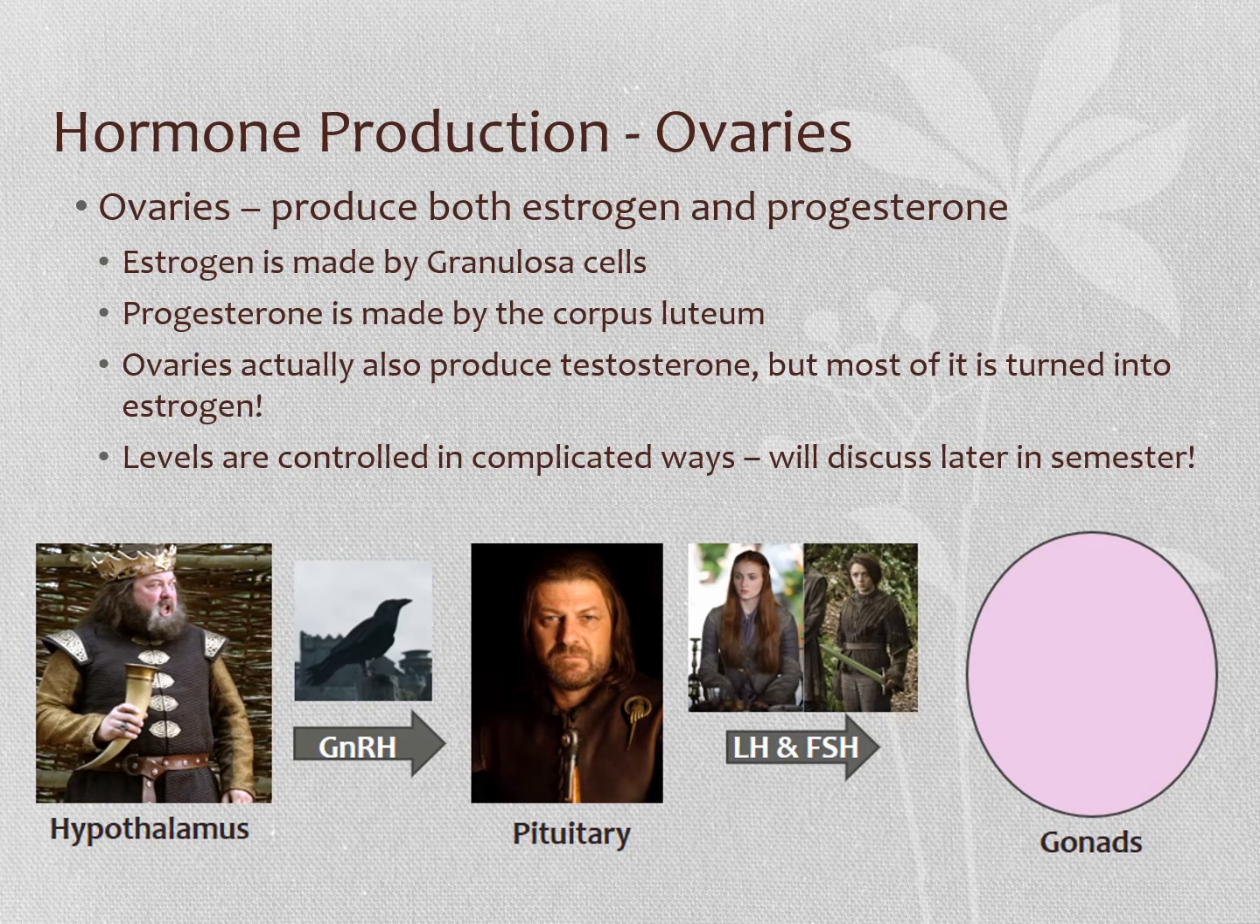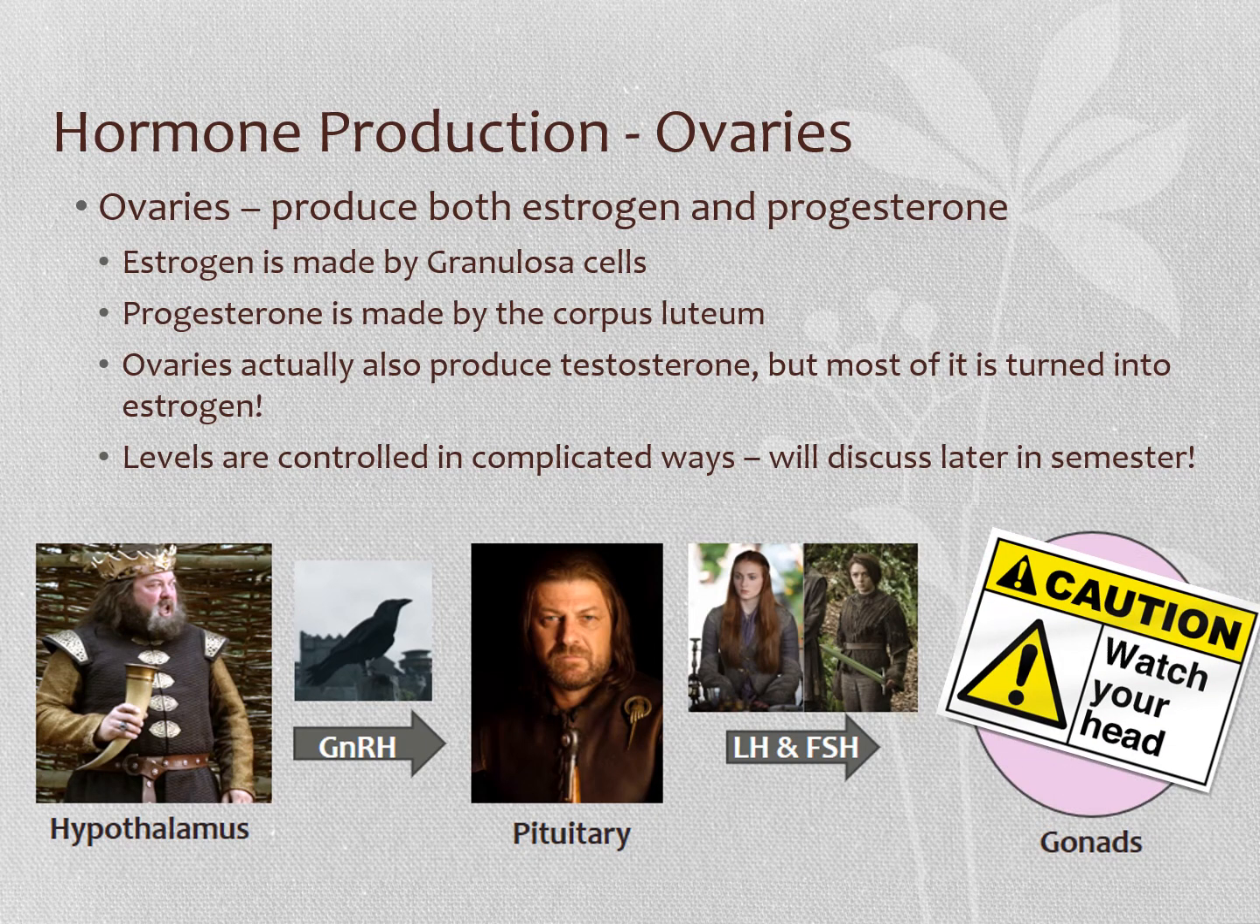Now, when it comes to the ovaries, we have special cells that make estrogen. They're called the granulosa cells. We also have another hormone that's produced called progesterone, and that's made by something entirely different called the corpus luteum. The ovaries, interestingly, also produce testosterone, but most of that is turned into estrogen. And the reality is this whole system is actually quite complicated, so we're going to talk about this when we come to the female reproductive system. We have a whole lecture on it. Things get a little bit more confusing when we get to the ovaries. The testes are a straightforward example of negative feedback, as we talked about. Ovaries, it's a little bit different. We'll come to that later.